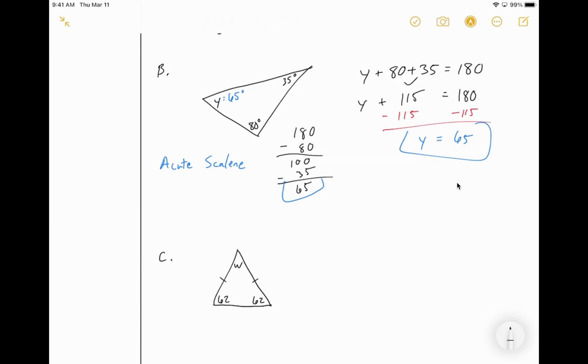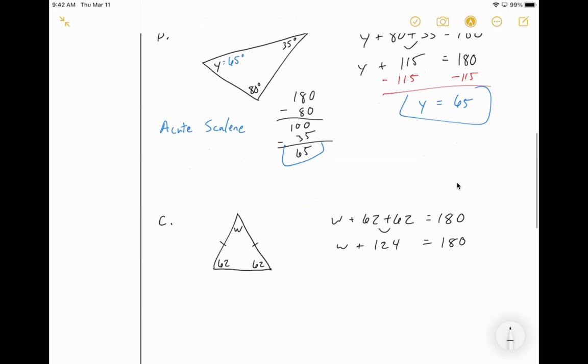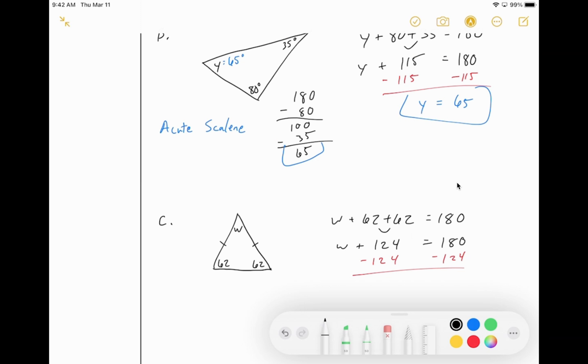Okay. Same thing, right? W plus 62 plus 62 has to equal 180. This is what these two together is 124. So W plus 124 equals 180. Subtract 124 from both sides. You should get W is equal to 56.